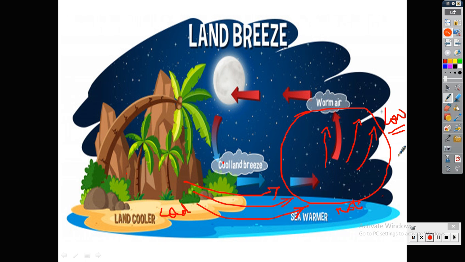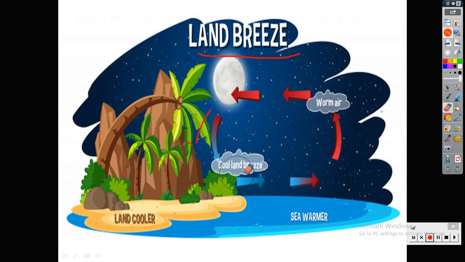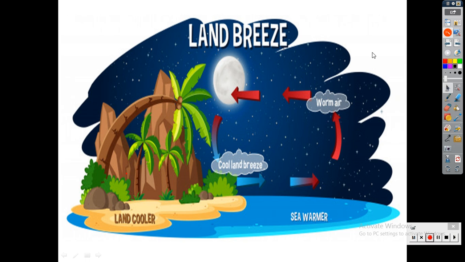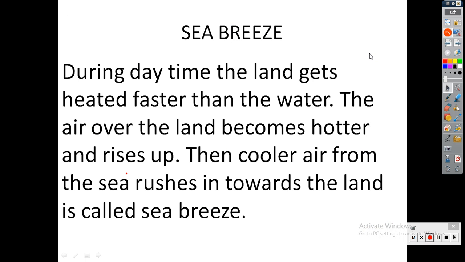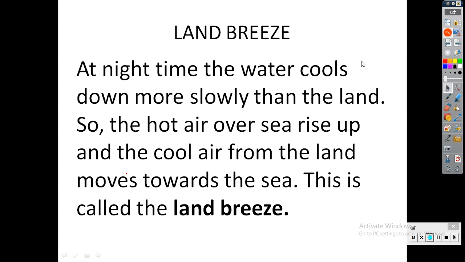And this process continues. This warm air goes up, becomes cool again, and comes back to the sea. So at night time, the wind is blowing from land to sea. This is called land breeze. So there are two processes happening in our atmosphere: in the daytime it is a sea breeze and at night time it is a land breeze. These are the two processes, land breeze and sea breeze.